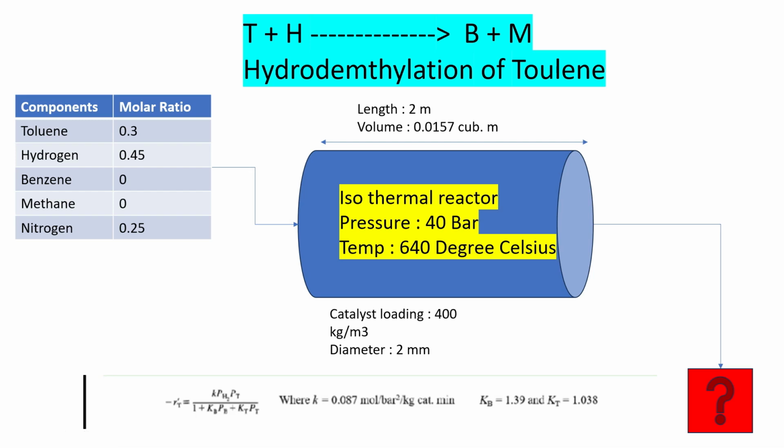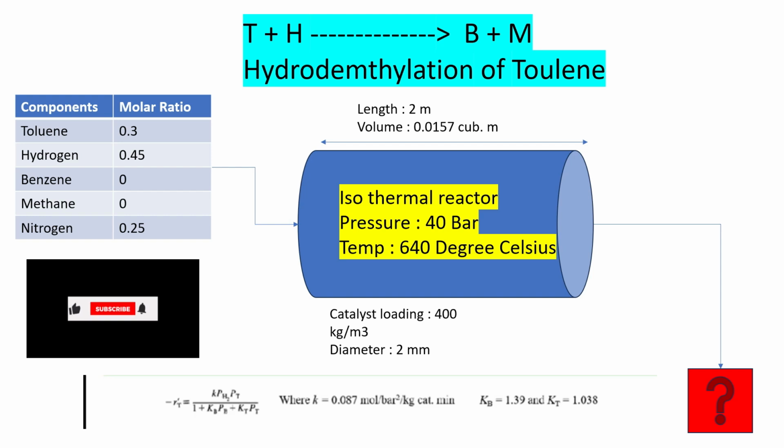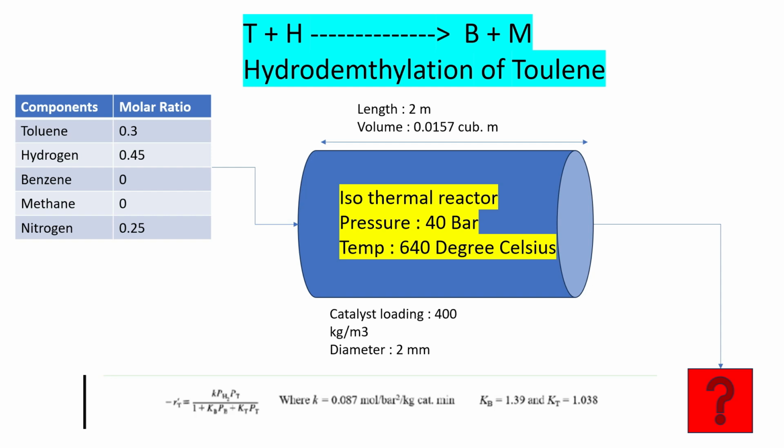So today we are going to see how to simulate a catalytic bed reactor, that is a PFR we are considering here, to facilitate a hydrodemethylation of toluene. That is, toluene reacts with hydrogen to give benzene and methane. Let us see what exactly we have got, and we are going to do this simulation using DWSIM. We have some parameters which are available.